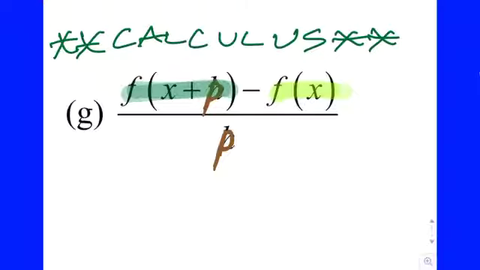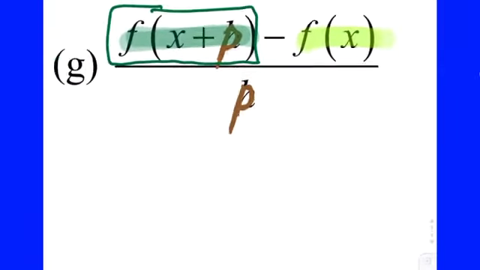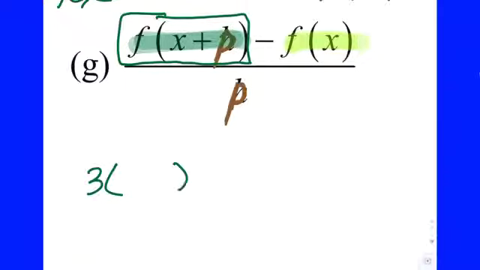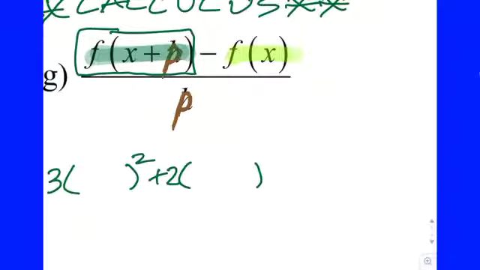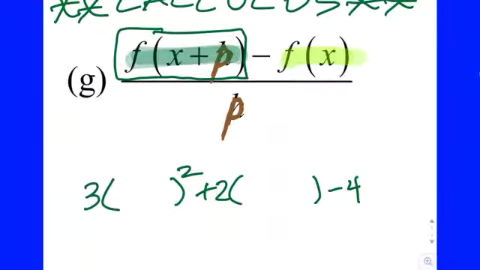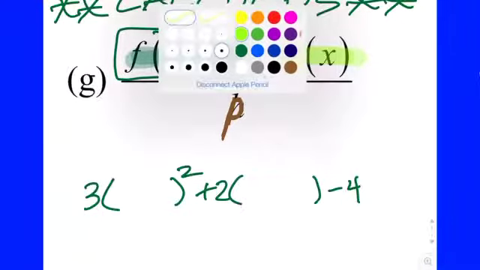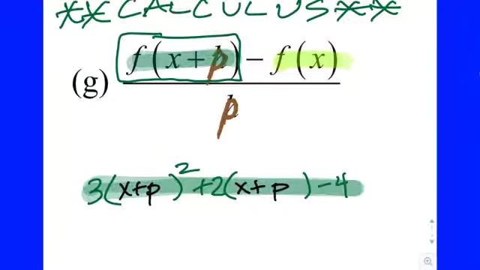So what I have to do first is set this up. So let's focus then on this first term in the numerator. Like if this were its own problem, f of x plus p, how would we set it up? It would be 3x squared, but I'm putting parentheses in place of x, plus 2x, but I'm putting parentheses in place of x, and then minus 4. Yes? Okay, good. Let me highlight that to point it out. All right, so now all I have to do in the parentheses is plug in a what? An x plus p and an x plus p. Okay, so that takes care of that first term in the numerator.